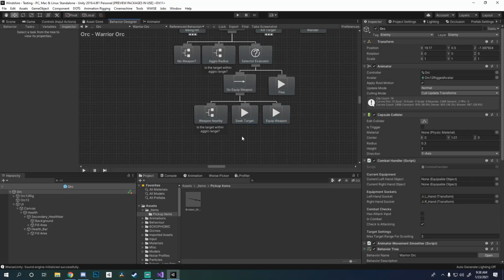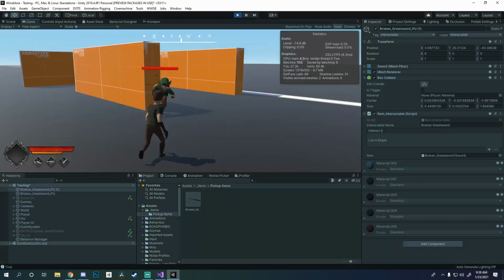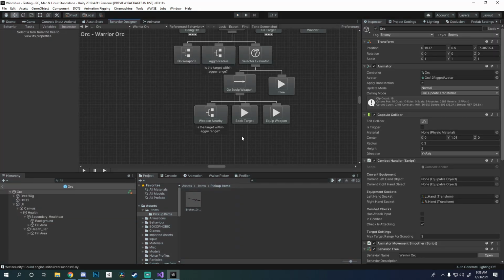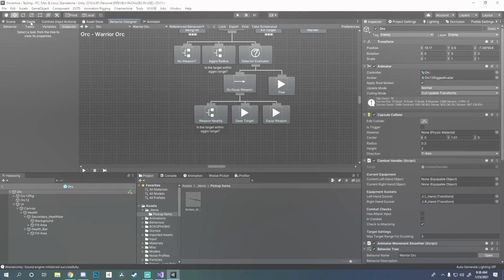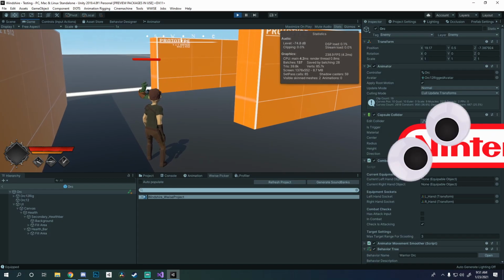But not only did I want him to run away, but I also wanted the enemy to be able to run to the nearest weapon and pick it up. This was literally the easy part, just slap some tasks into the behavior trees and bada bang, bada boom! We basically ripped off Zelda, but Nintendo, please don't sue me.